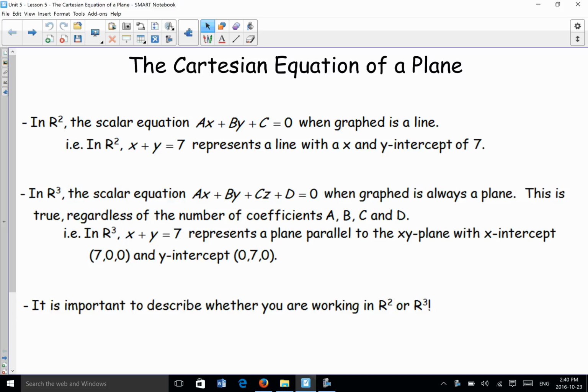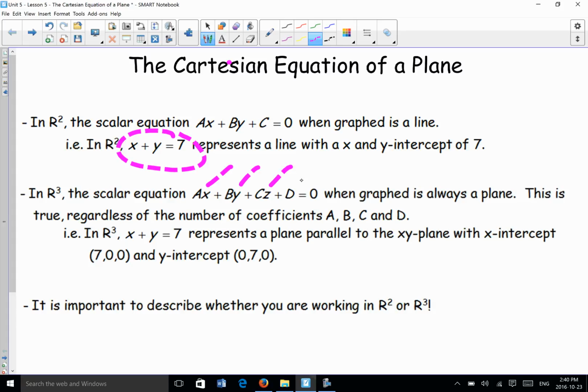We know in R2, whenever we graph a scalar equation, so for example, ax plus by plus c equals 0, we know that's a scalar equation. It has to be a line. We could find out the x and y intercepts and things like that. In R3, when we produce a scalar equation, it looks similar. We've got an ax, a by, a cz, and a d. So one extra variable, one extra coefficient, and this is going to produce a plane.